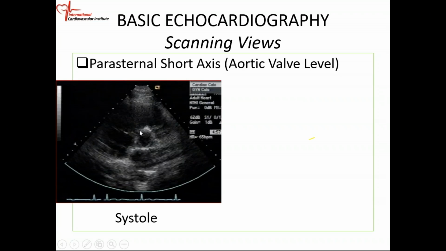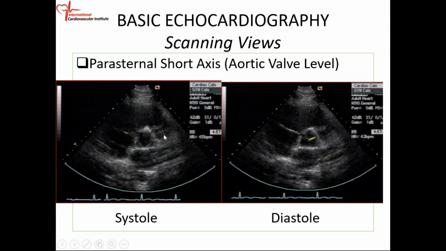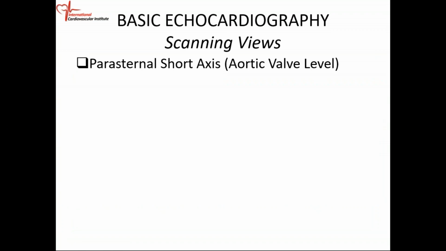So the aortic valve is right inside there. This is the aorta. In systole, the aortic valve is open. The aortic valve opens in a triangular fashion. Okay? When the aortic valve opens, it opens in a triangular fashion. Again, this is the aorta. The aortic valve is inside the aorta. To the left, you're going to have the tricuspid valve. To the right, you're going to have the pulmonic valve. This is short axis at the level of the aorta.